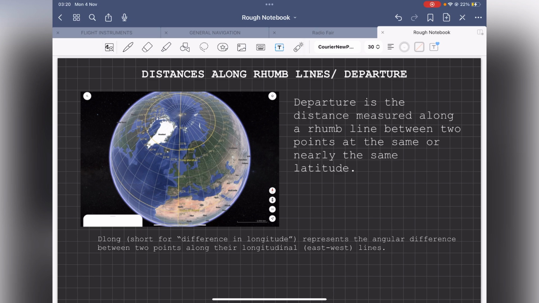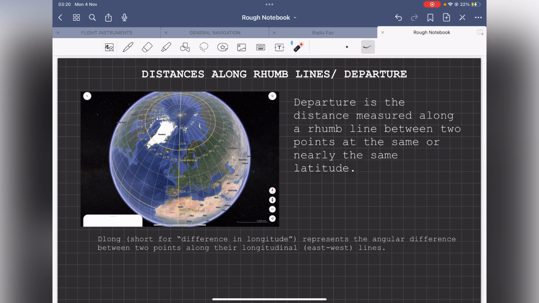Hey guys, so in the last video we saw how we measure distances along great circles and what the various models are that could come in the exam. Now let's talk about how we measure distances along rhumb lines. The distances that we measure along rhumb lines are known as departure. The technical term used is departure.